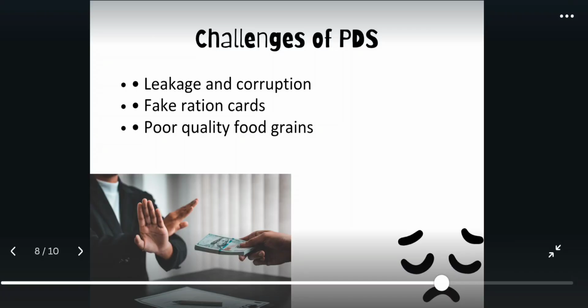So at times, some people get poor quality of grains in some ration shops. It's been replaced, or people are being cheated by giving poor quality of grains. And some families even do not get their full share. So some of the amount of food or grains is being kept aside, and they are not given the full share that they are eligible for. So these are some kind of challenges which are a part of the public distribution system.